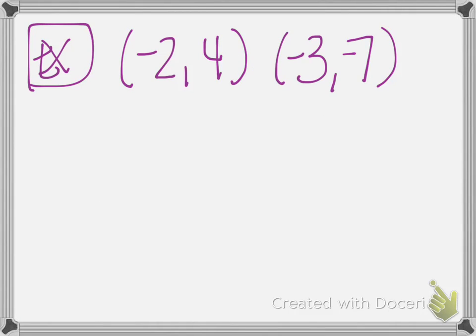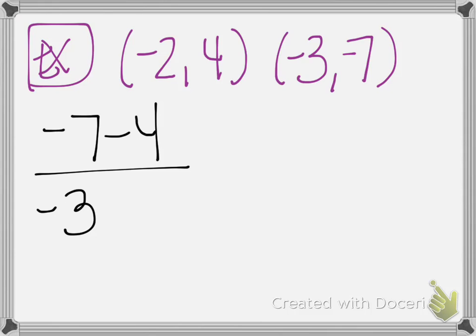Here's the first one using 2 points. So if we want to find the slope, the first thing we need to do is subtract the y values. I'm going to put -7 first and then -4. I also have to subtract the x values, so we're going to get -3 minus -2 there. Remember, you need to subtract them in the same order.